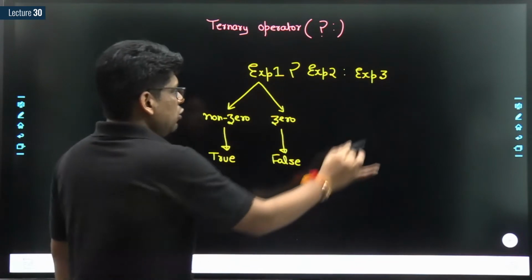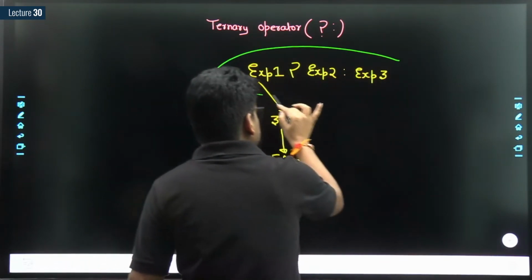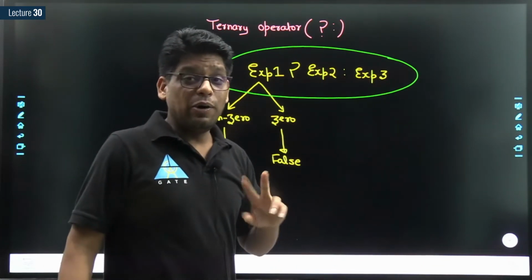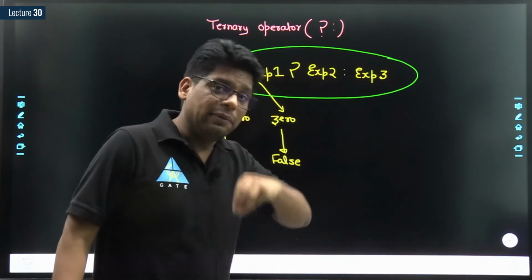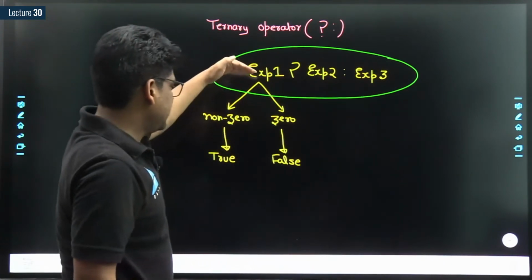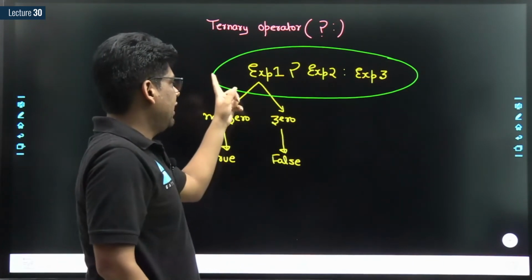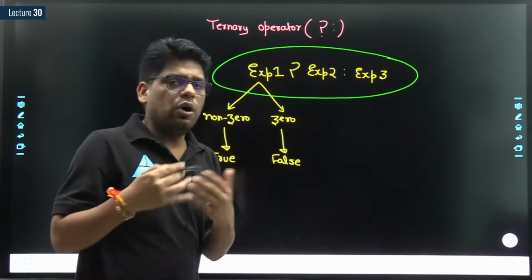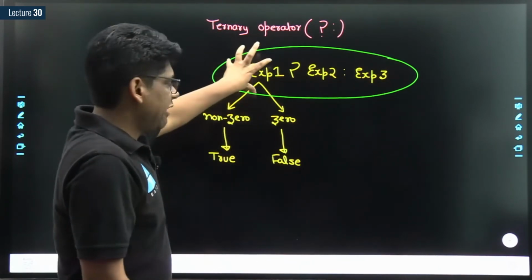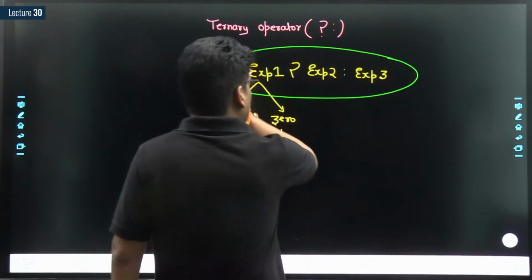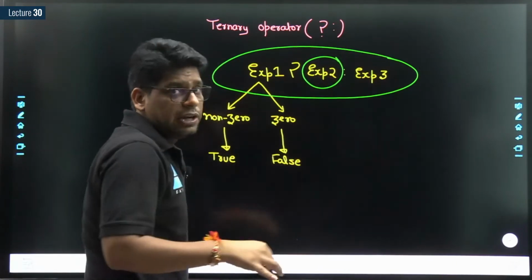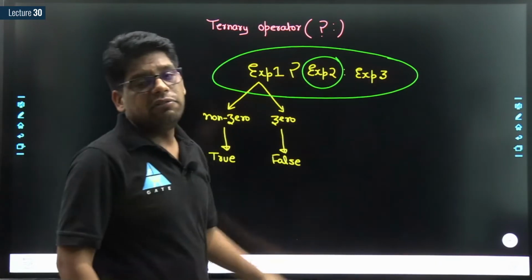If it is true, then the value of this entire expression, sir, is it an expression again? Yes, it is an expression again. Sir, when you use an operator, it must have some result. Yes, sir, of course. Sir, try to understand. Firstly, compiler will evaluate expression 1. Either it is non-zero or it is zero. If it is non-zero, that means it is treated as true. So, if the value of expression 1 is true, then the result of this entire expression will be the value of expression 2.